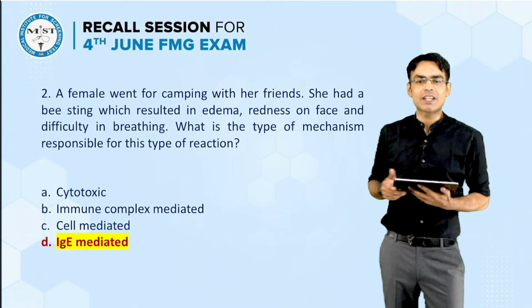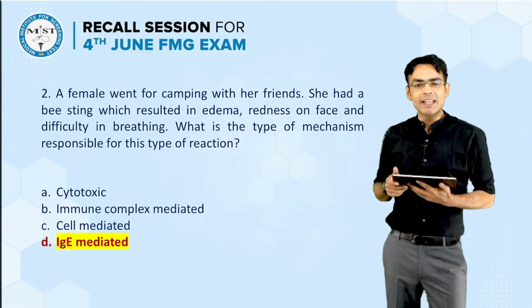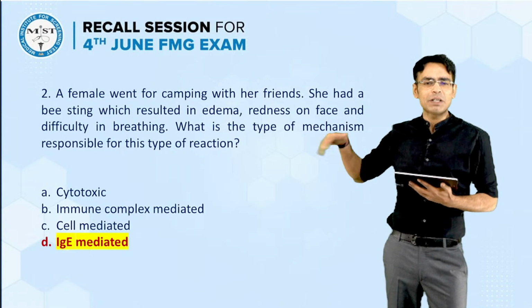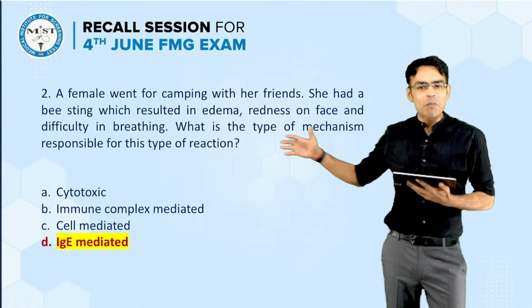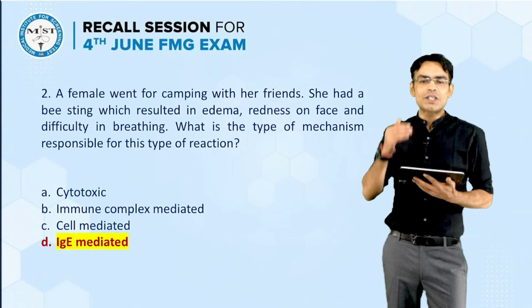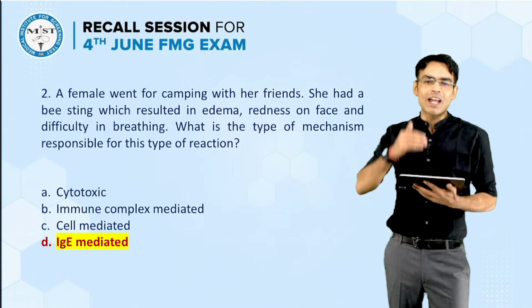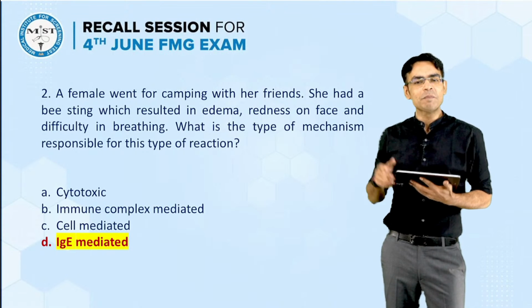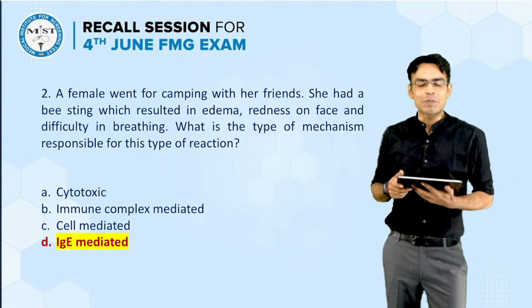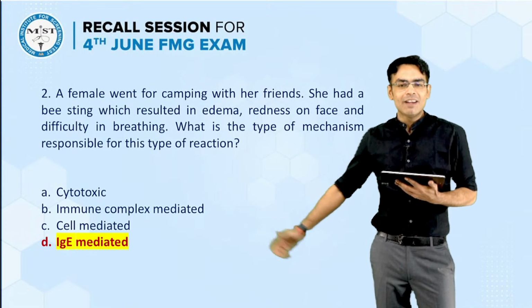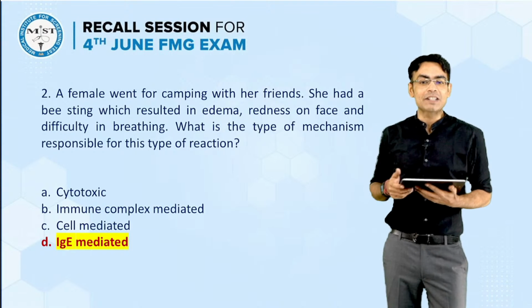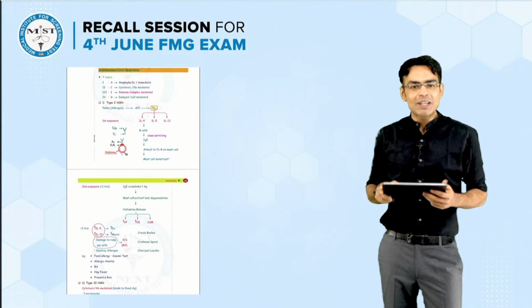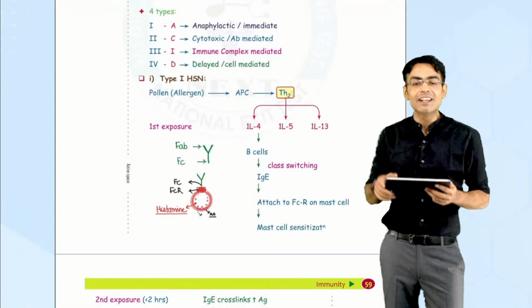This is a repeat question actually. Last time in June exam, again they asked the same question, but in a different language. And we do understand that this is type 1 hypersensitivity reaction, which is called anaphylactic or allergic hypersensitivity reaction. And the antibody which is responsible is IgE. The mediator which is responsible is histamine, and the cells which are responsible are your mast cells. And we have done this very carefully and clearly in our classes.